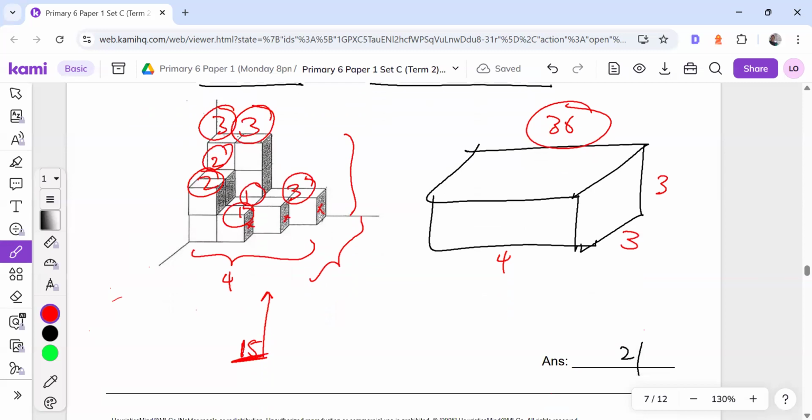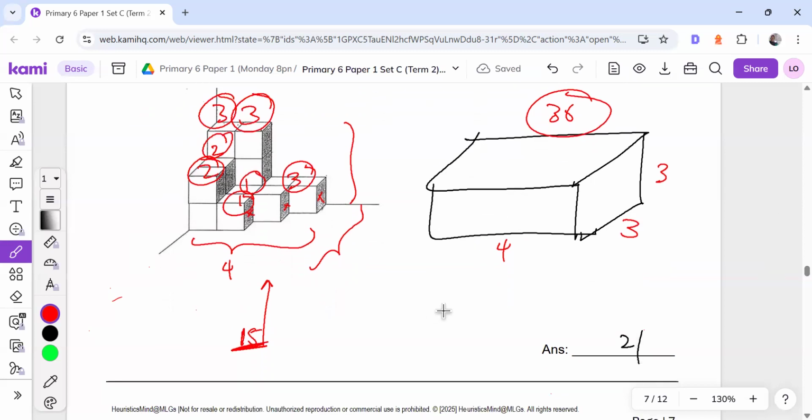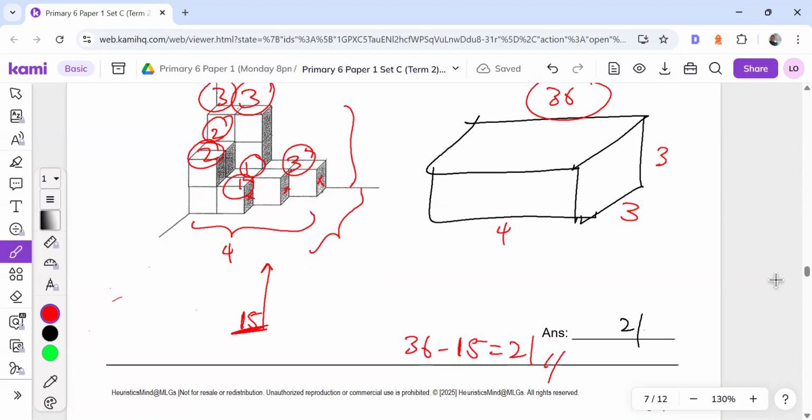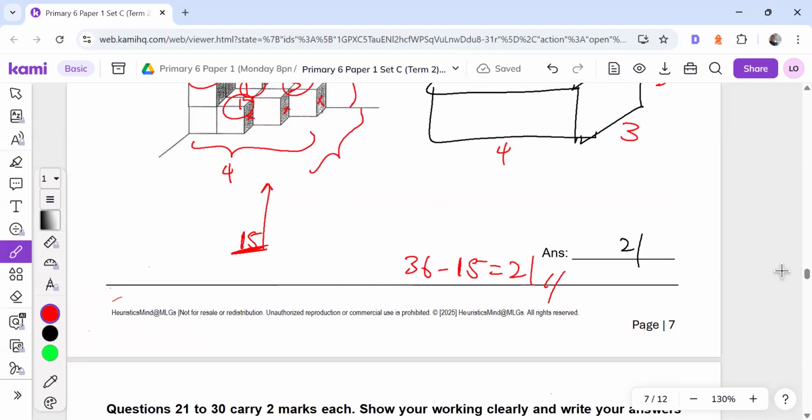So how many more must you add on? You take 36 minus 15, you need to add another 21 more cubes to form the cuboid. And it's the smallest cuboid. Okay, got it? So this is how you do this kind of question. But usually the question will ask you how many cubes you can add on to form a bigger cube, a giant cube. So usually that's the question.